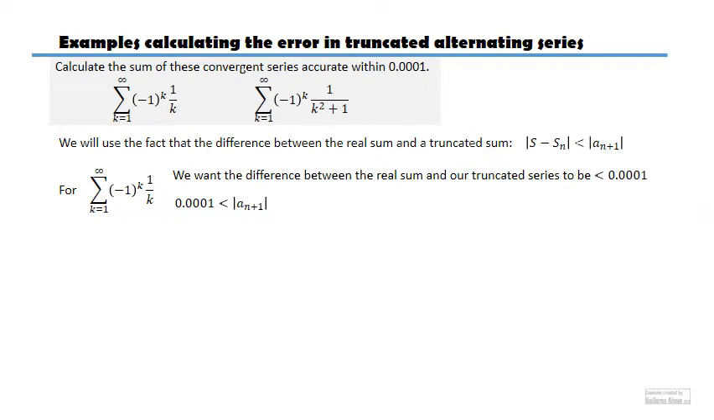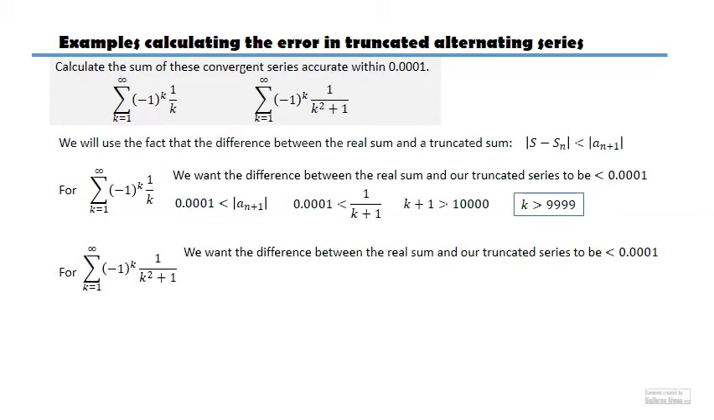Now all I have to do is substitute a n plus 1 here. That's what I get. I solve the equation, so I know that if k is bigger than 9999, and I do all the series up to k bigger than 9999, I'm going to be accurate within 0.0001 decimals. Beautiful. The other one, very similar.